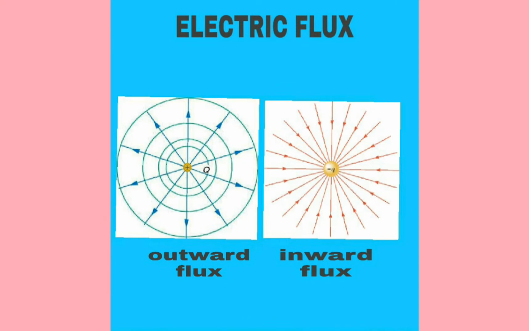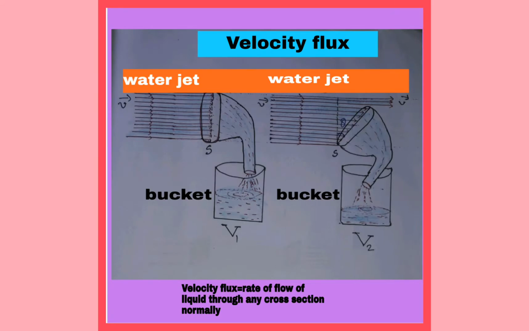When these electric field lines flow out from somewhere, we call it outward electric flux, and when these electric field lines flow into somewhere, we call it inward electric flux. Now we have to learn how to measure the electric flux mathematically. Before going to the mathematical discussion of electric flux, we give an analogy of electric flux, which is velocity flux or the rate of flow of liquid.